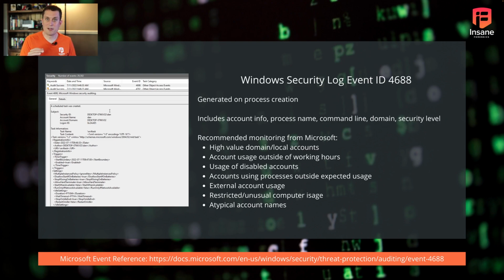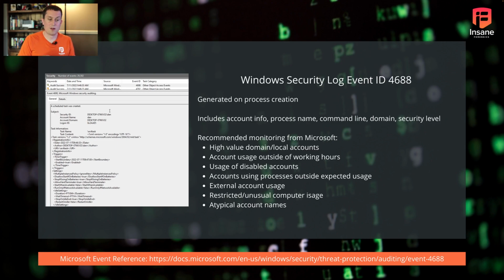If you go to Microsoft's page that documents this event, what they recommend monitoring is things like high value domain or local accounts. Look for anomalies of account usage out of working hours. Look for usage of disabled accounts. Did someone start a process under a disabled account? Look for accounts using processes outside of their specified role, or accounts using external accounts. Some of these might be started externally through WMI or other mechanisms. Look for atypical account names, and really restricted or unusual computer usage.